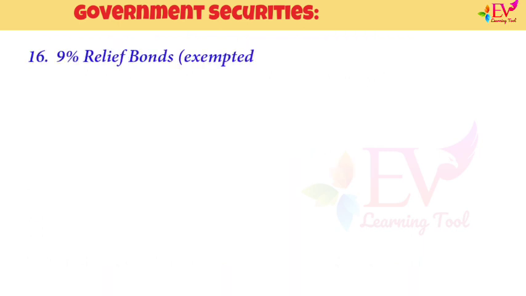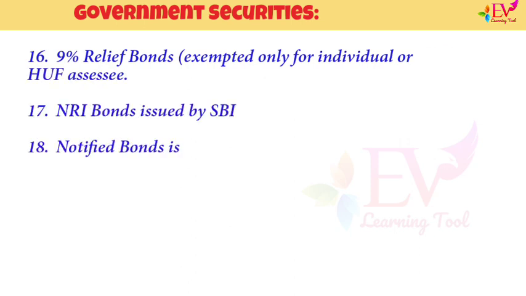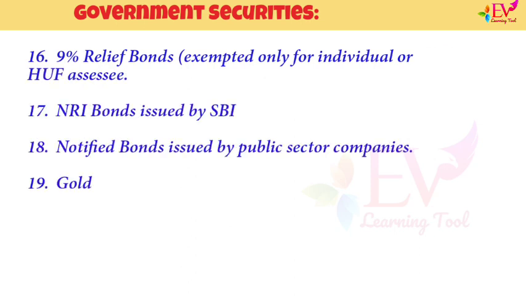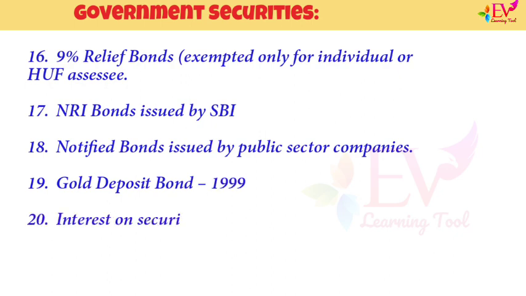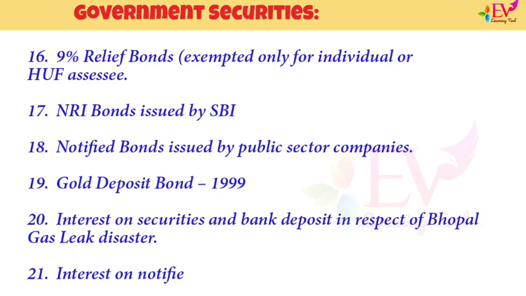16. 9% Relief Bonds, exempted only for individual or HUF assessee. 17. NRI bonds issued by SBI. 18. Notified bonds issued by public sector companies. 19. Gold Deposit Bond, 1999. 20. Interest on securities and bank deposit in respect of Bhopal gas leak disaster. 21. Interest on notified bonds issued by local authority.